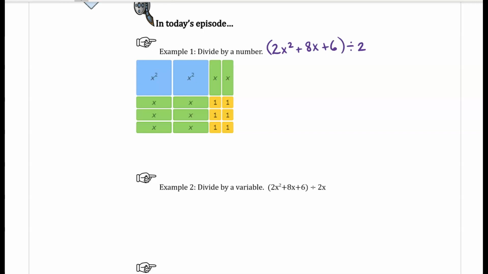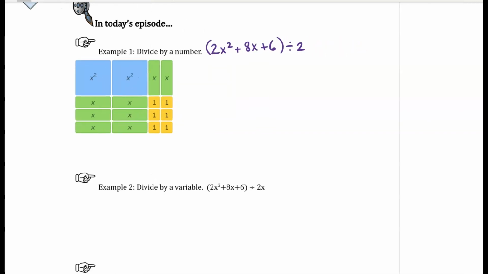Let's say we want to take that expression and we want to divide it by 2. We can write it this way, or we could write that as a fraction, and you'll see it both ways. They mean the same thing. Now if I'm just dividing by a number or just a monomial, then I can take each of my terms and divide each term by 2.